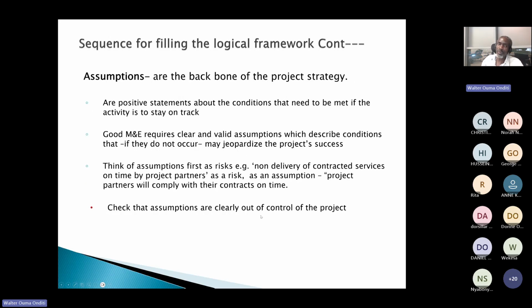Now, assumptions, and we are nearly there to be able to take our assignment. At the backbone of the project strategy, there are positive statements about the conditions that need to be met if the activity is to stay on track. Good M&E requires clear and valid assumptions, which describe conditions that, if they do not occur, may jeopardize the project. So that's the beauty of this. Think of assumptions first as risks. I did talk about this sometimes. Look at them as risks and then frame them in a positive way to be able really to get the assumption. Check that assumptions are clearly out of the control of the project. If they are within control, then no, they are not assumptions. They must really be beyond the project control.